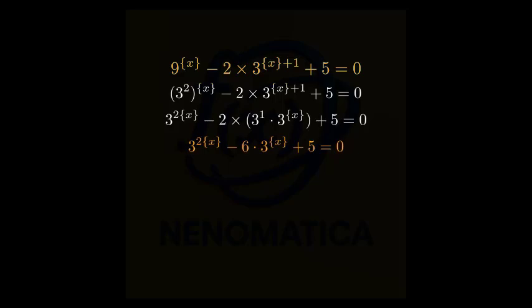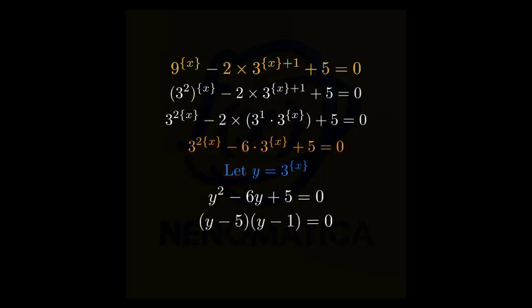Step 2. Substitute to transform the equation into a simple quadratic. Let y equal 3 to the fractional part of x. Then the equation becomes y squared minus 6y plus 5 equals 0. Step 3. Solve the quadratic. It factors as (y minus 5) times (y minus 1) equals 0. So the roots are y equals 5 and y equals 1.